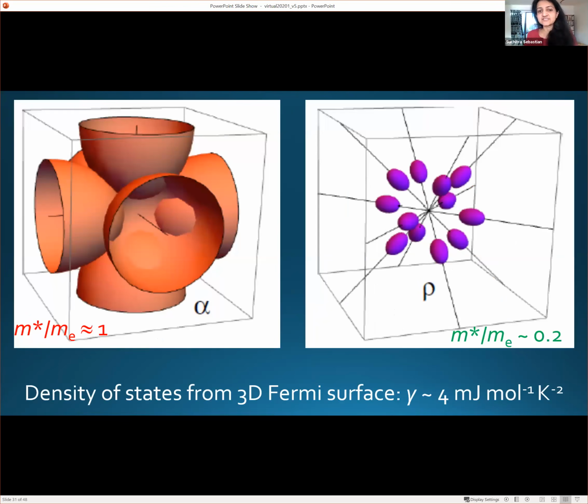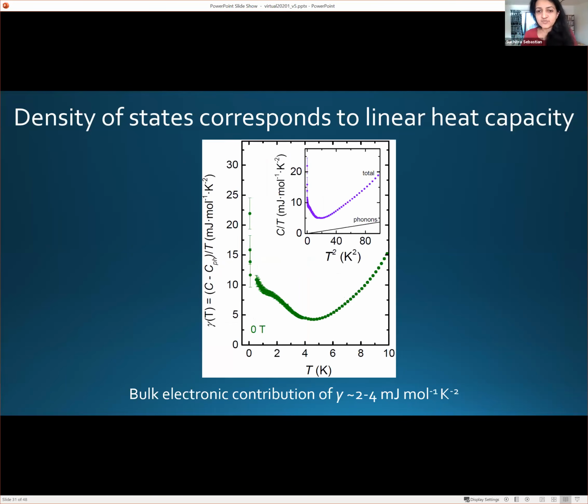Also, we can get a density of states. So roughly, if we take the masses and calculate the density of states from the volume and the mass, you would expect gamma to be about 4. The measured electronic gamma, again, we see this rise at low temperatures. I'm not going to talk about that here, so I'm just going to talk about the low value of around 4 that it reaches at the lowest point before rising up.